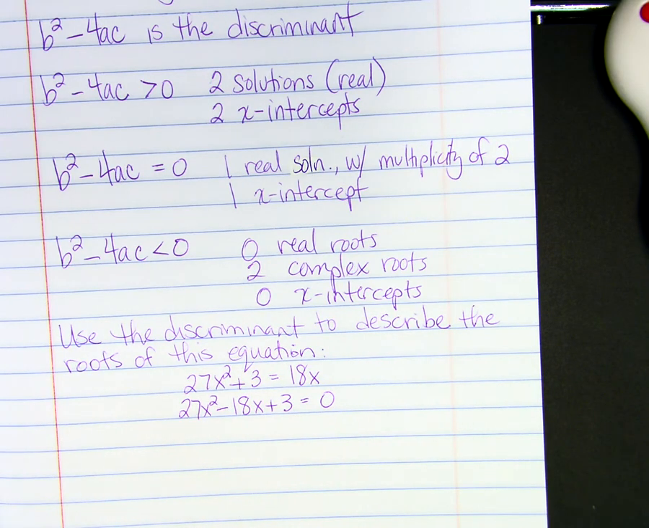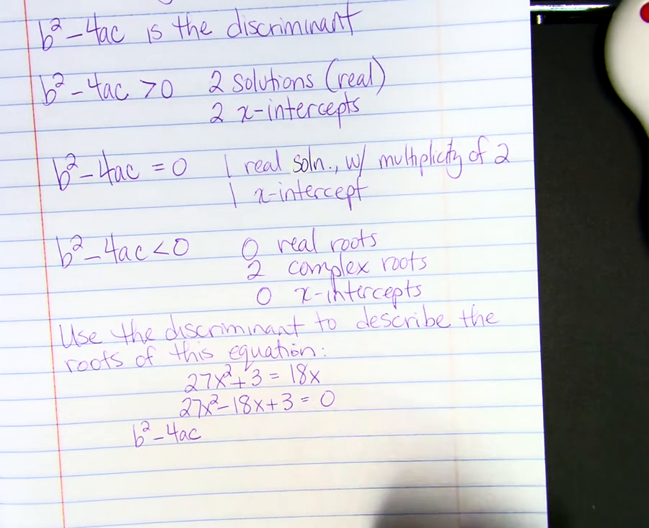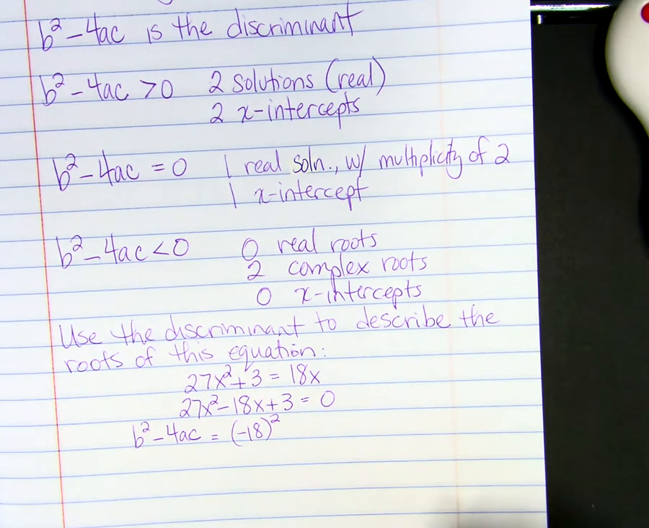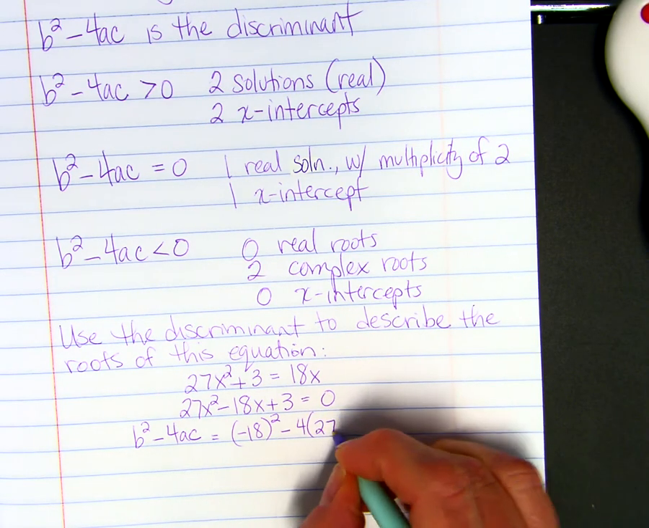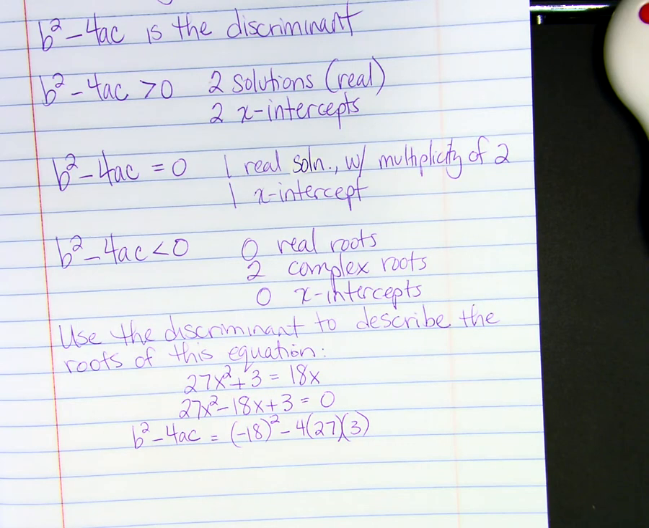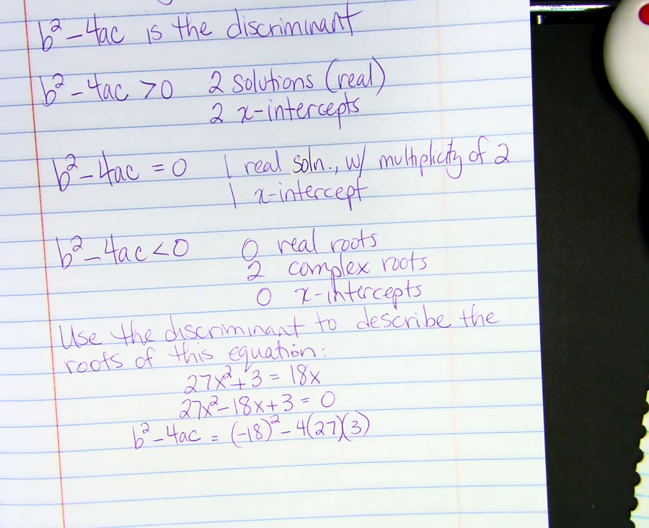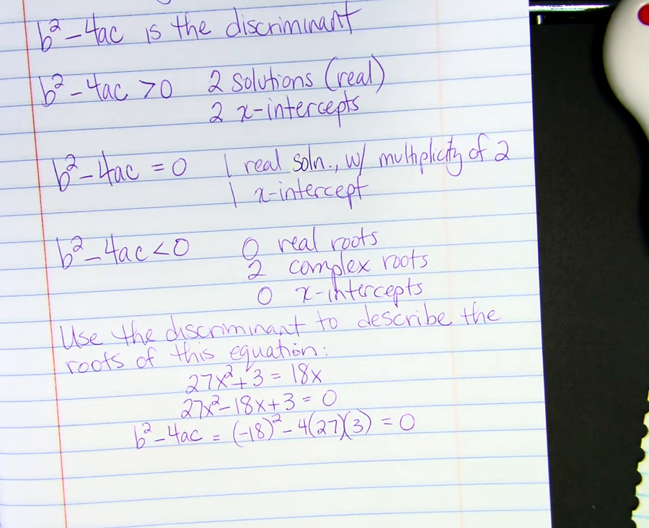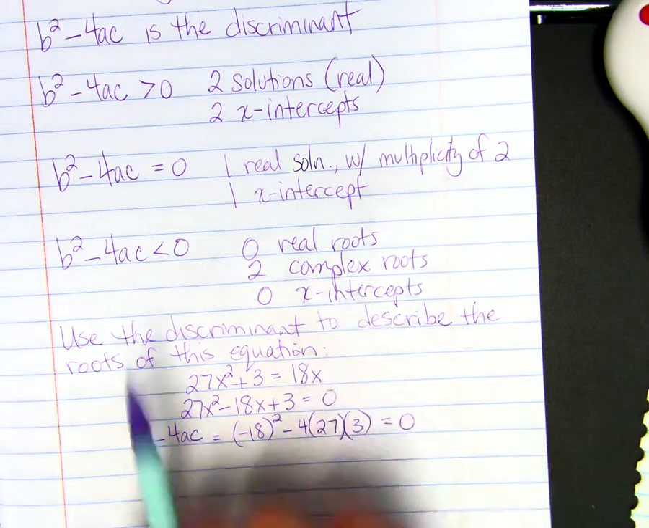If I look at the discriminant, b squared minus 4ac, that's going to be negative 18 squared minus 4 times 27 times 3. When you plug that into your calculator, you get 324 minus 4 times 27 times 3, which is 324. So you get 0. So there's going to be one real solution with multiplicity of 2.